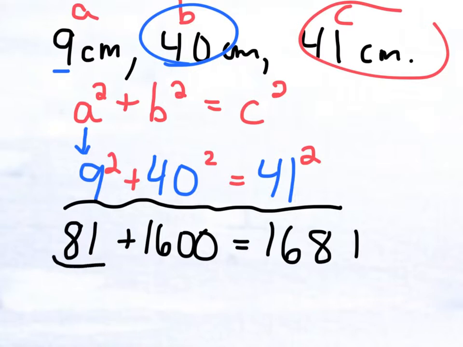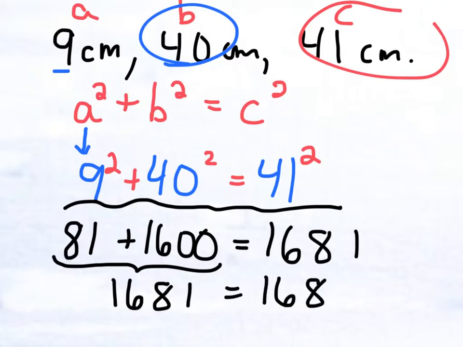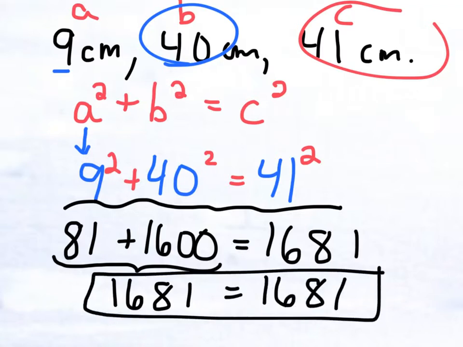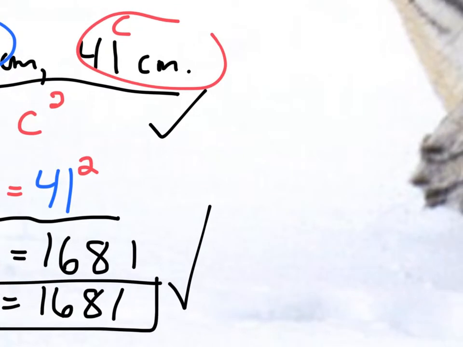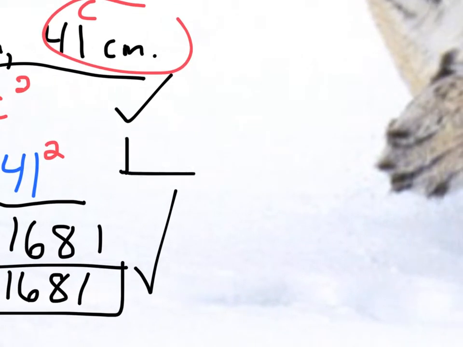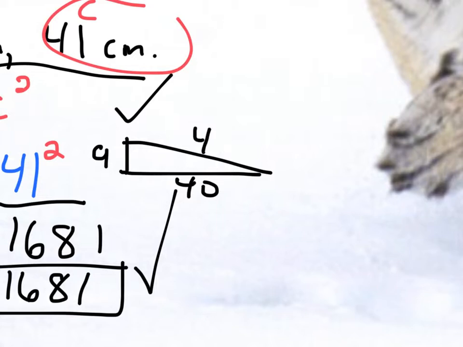And if I were to add these two numbers together, I would get 1,681. And look at that, we've got the same number on both sides of the equation, so this is definitely correct. Therefore, these three numbers are in fact a Pythagorean triple. And if we were to draw a triangle with these dimensions, one that was a side length of 9, 40, and 41, this would have to be a right-angled triangle.